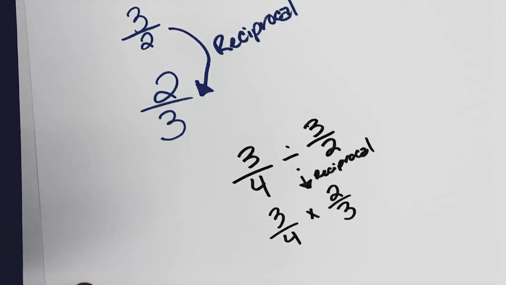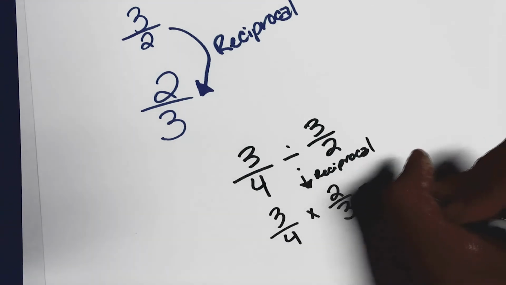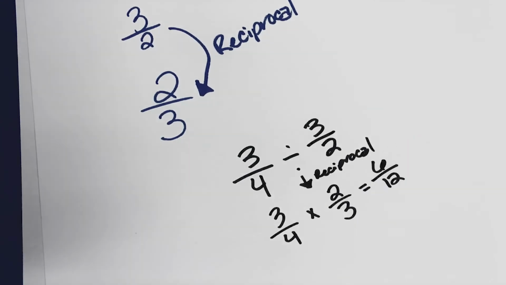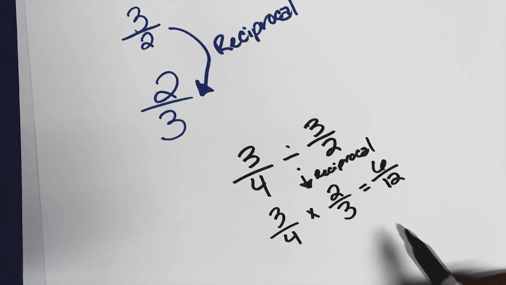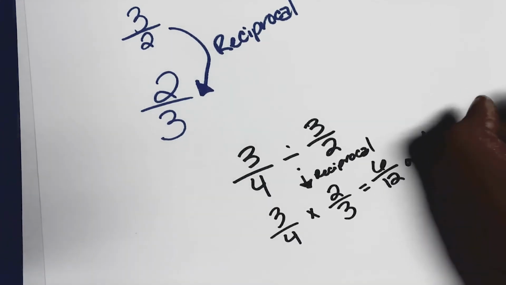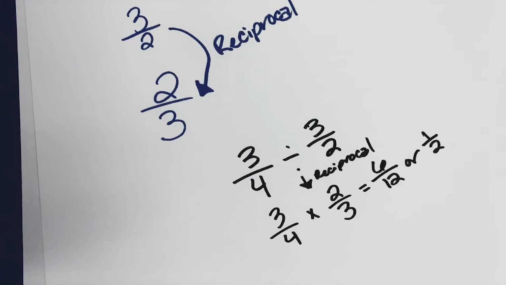Let's think back to multiplying fractions. How do we solve this now? Yes, we multiply the numerators and then multiply the denominators. So 3 times 2 for my numerators is 6. 4 times 3 for my denominators is 12. So my answer is 6/12, or an equivalent fraction to this is 1/2. Good job. That was a lot. You guys did a great job.